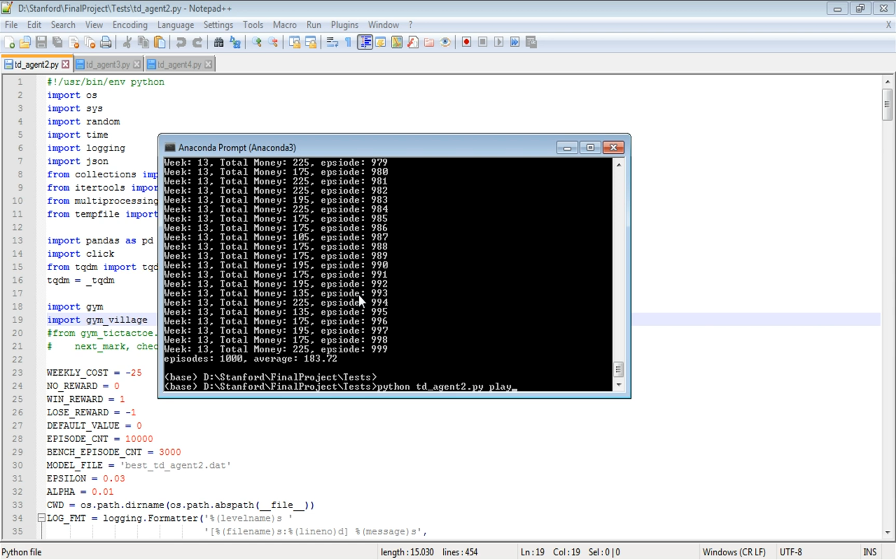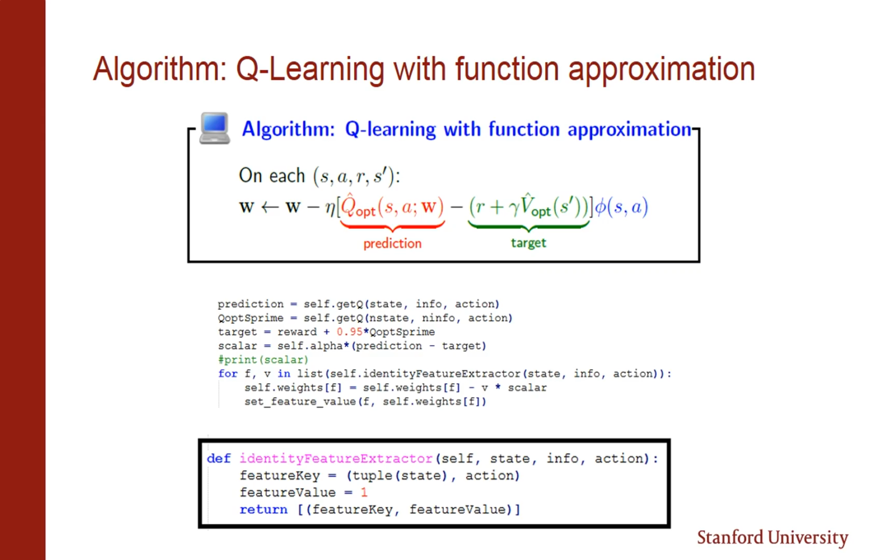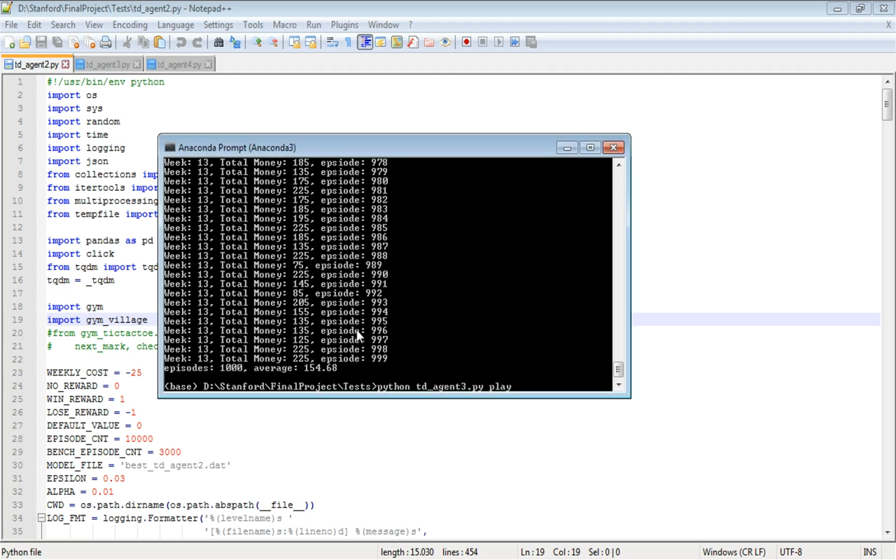When the agent plays the game, the expected value after 1,000 episodes is around 185. Using the same model, we can try a different algorithm to solve the problem: function approximation using state action pairs as features. When the agent plays the game, the expected value after 1,000 episodes is around 150.